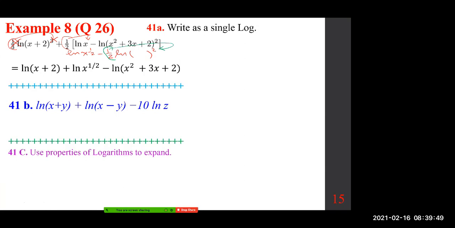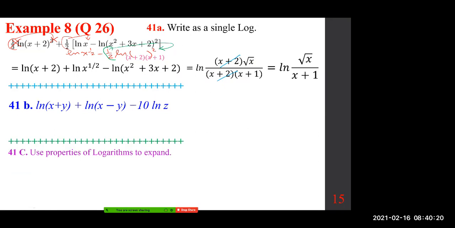We have ln of this times this, and this is negative, this goes down. But let's factor this. This is x plus 2 times x plus 1. So x plus 2 is at top, x to the power of 1/2 or square root of x is at top, and this one is at the bottom. In factored format, x plus 2 cancel each other, everybody. And that's your final answer.